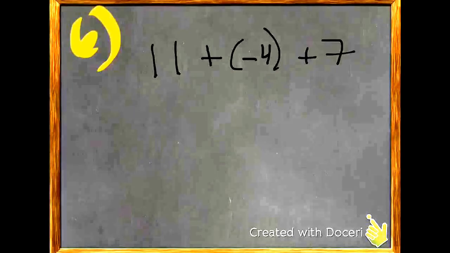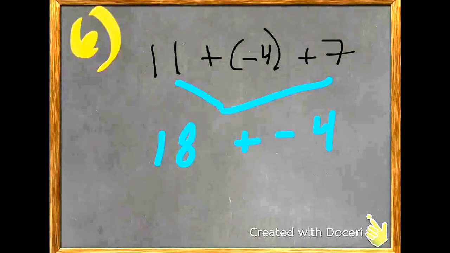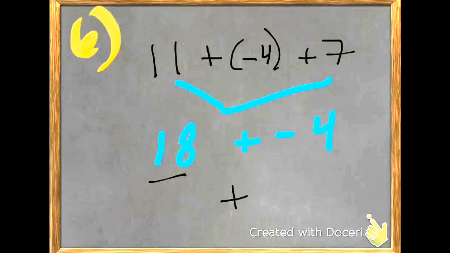So I want to add 11 and 7 first. And then I'll have them fight. So 18 and a negative 4 are opposing teams, so they're fighting each other. And 18 is going to win because it's got more people, so our answer is going to be positive. And 18 minus 4 is 14.